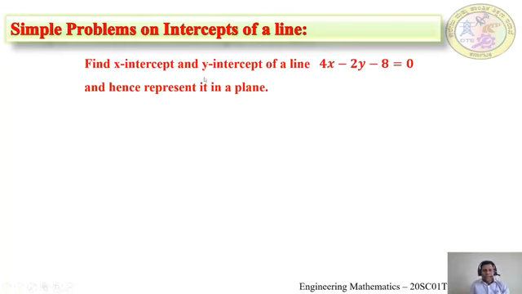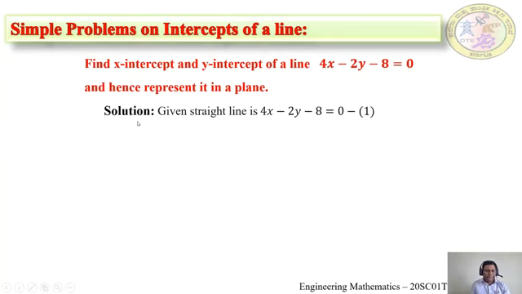Find the x-intercept and y-intercept of the line 4x minus 2y minus 8 equal to 0 and hence represent it in a plane. We have to find the x-intercept and y-intercept and then represent it in a plane. As we have done in the previous problem, we have to do these also. So the given straight line is 4x minus 2y minus 8 equal to 0, we call it equation number 1.